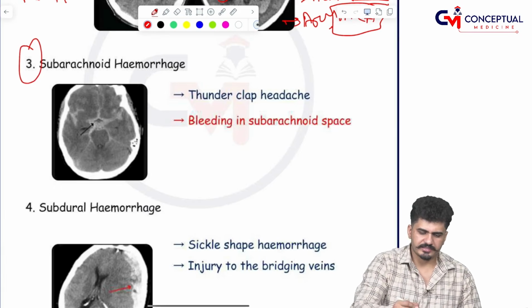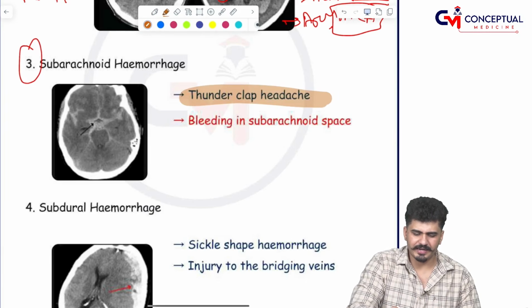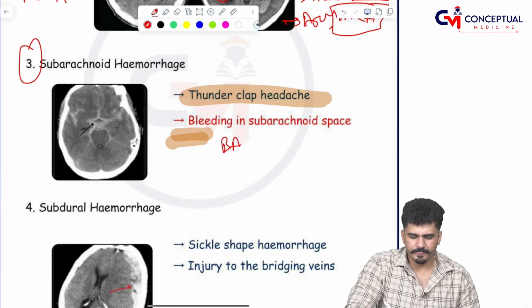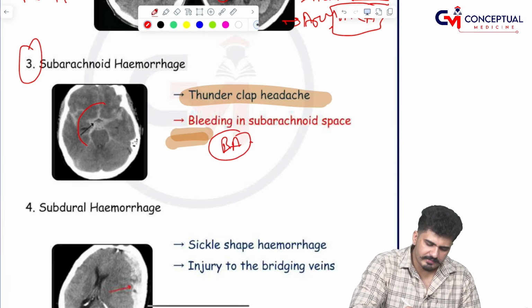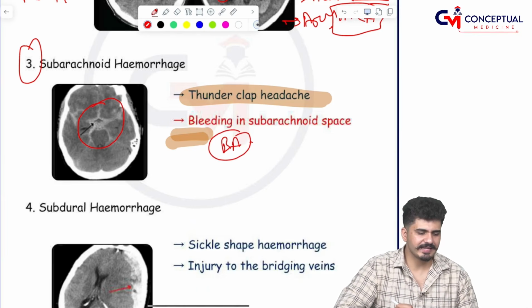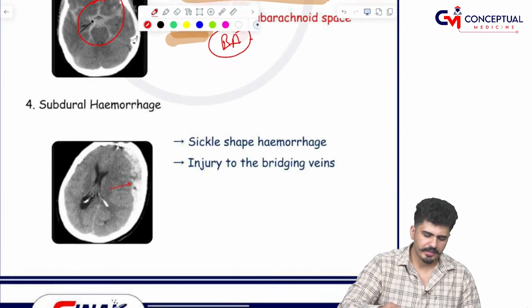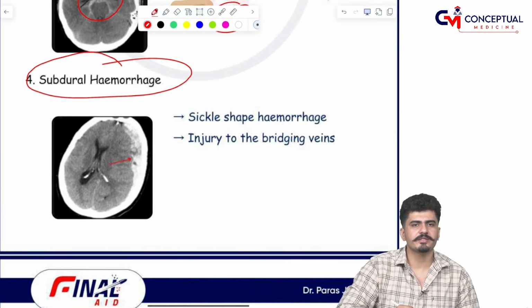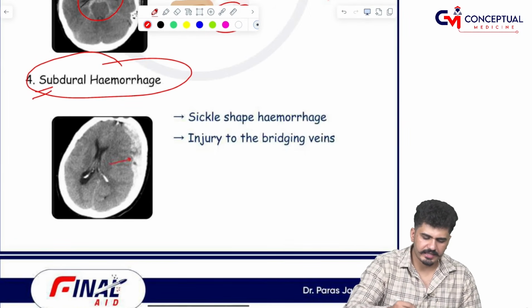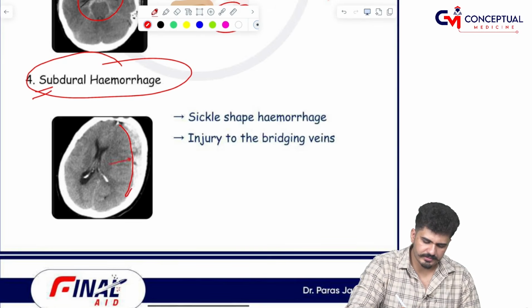Subarachnoid hemorrhage. Sir, there is going to be a thunderclap headache. There is an injury to the subarachnoid space, or you can say what is bleeding? Berry aneurysm. You can very well see right here, sir. Berry aneurysm is bleeding. Done. Now, subdural hemorrhage. Subdural is like a sickle-shaped hemorrhage.